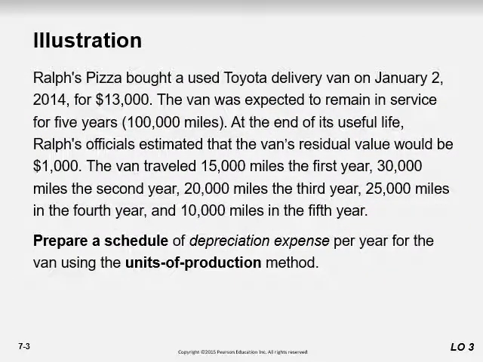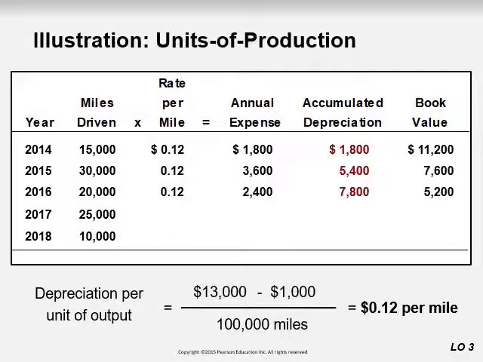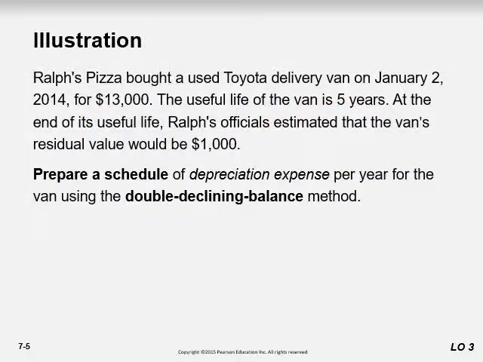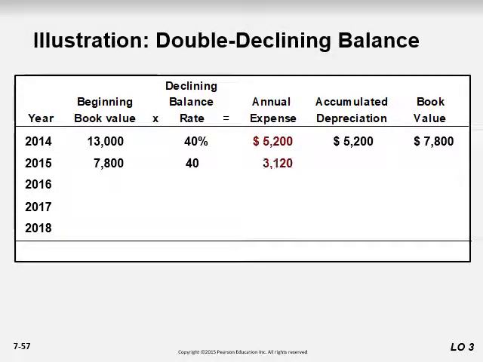Then the same example we are using with the unit of production method. Also solve it and compare the answer. Here is the answer, right? If you have any question, please do ask me in our WeChat group or post it on Blackboard discussion forum. And here is the double declining method. Here is the answer.